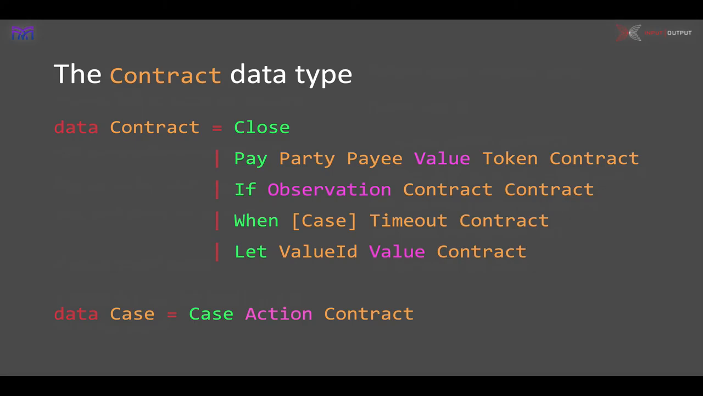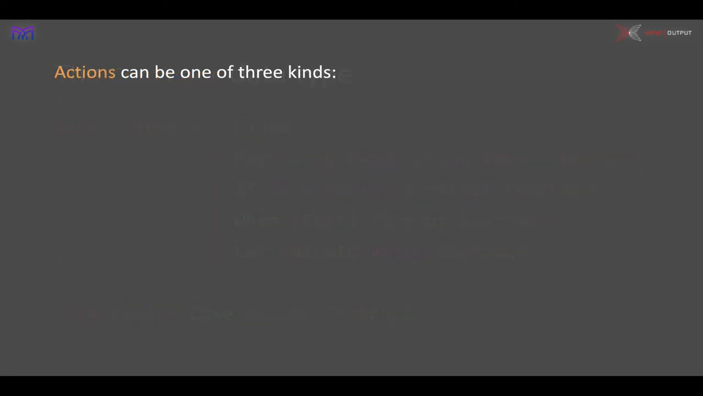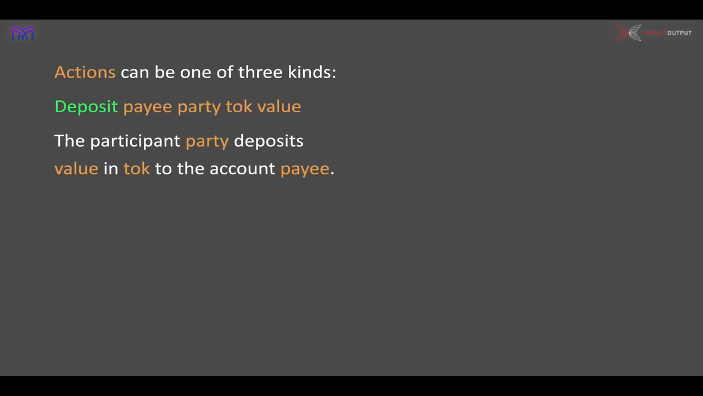Let me just say a tiny bit about some of the other data involved in this. We have actions, we have observations, and we have values. What are these three types of component? Well, an action can be one of three kinds. It could be a deposit. And what happens there is that a party is asked to deposit a value of a particular token in the account of a payee.